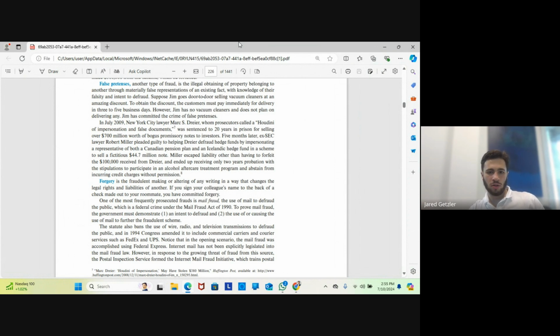It means you're altering or writing in a way that's going to change the legal rights and liabilities of another. So if I sign my colleague's name on a check that I make out to a roommate, that's going to be forgery.